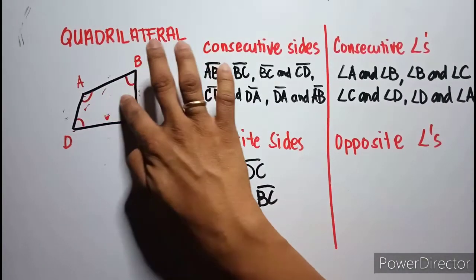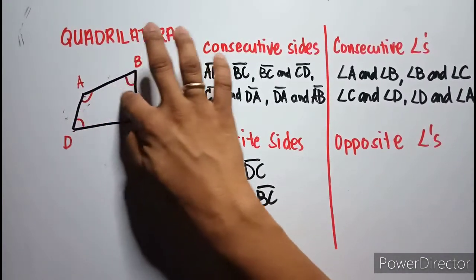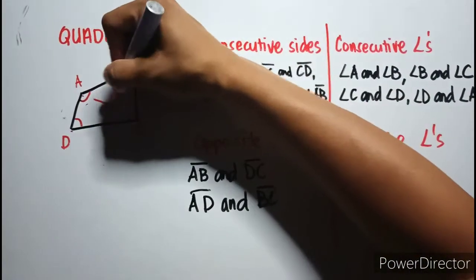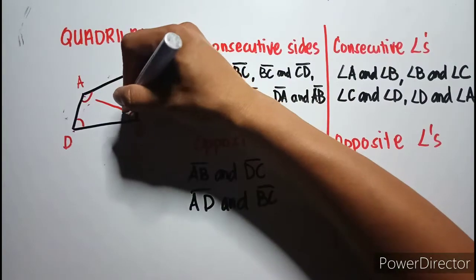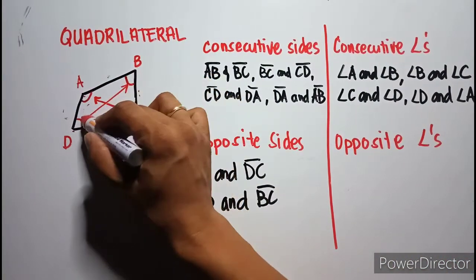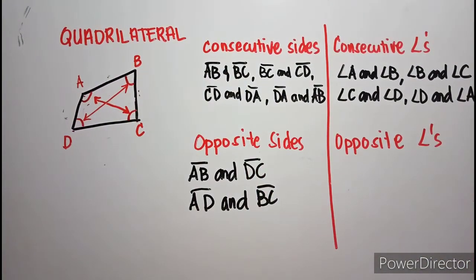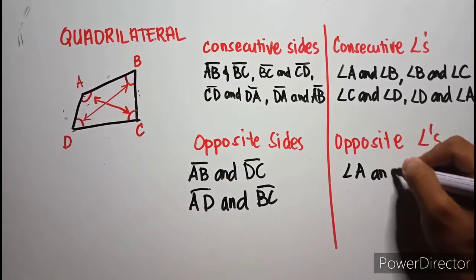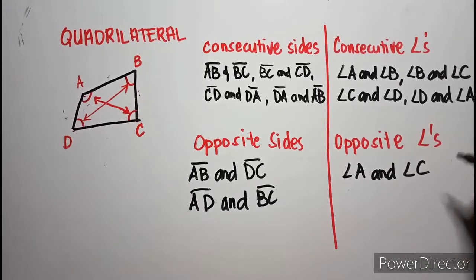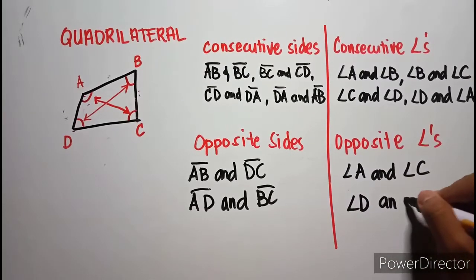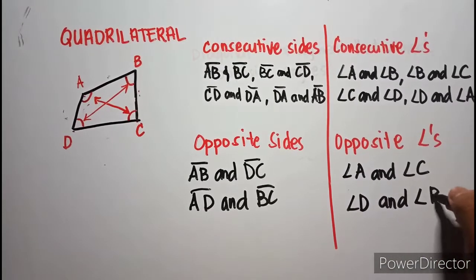Tapos, sa atin namang opposite angles, so yung magkatapat na vertex. So, ito naman yung ating opposite angles. So, for our opposite angle, we have angle A and angle C. We also have angle D and angle B.